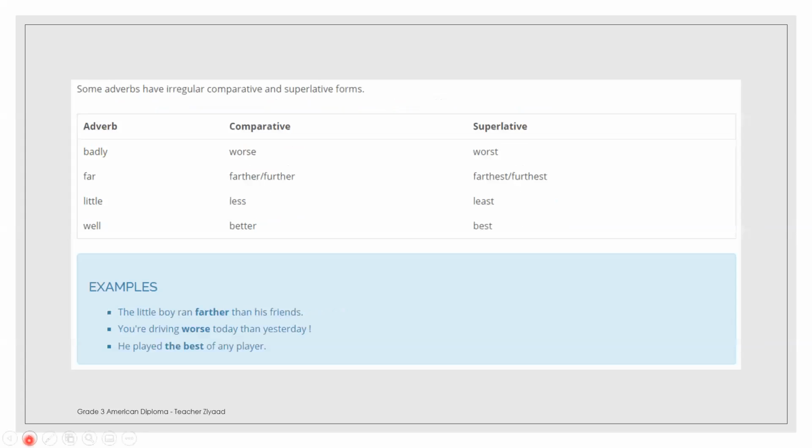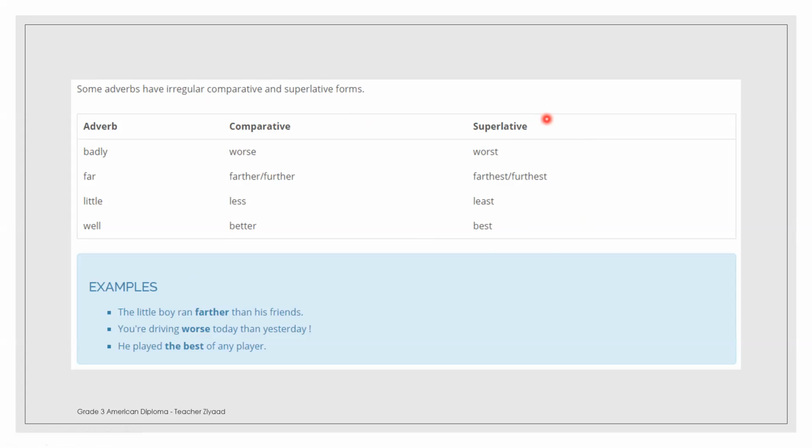And then the next one: some adverbs have irregular comparative and superlative forms. We didn't touch on this with the adjectives, but with adverbs we have words like badly, far, little, and well. These don't get the word more or most added to them. We also don't add an ER or an EST to the end of the word. We simply change the word completely. These are exceptions to the other words you have learned, so these you have to remember.